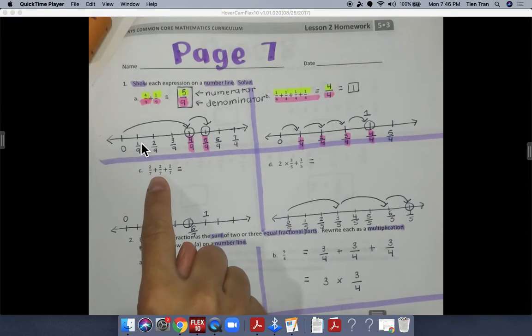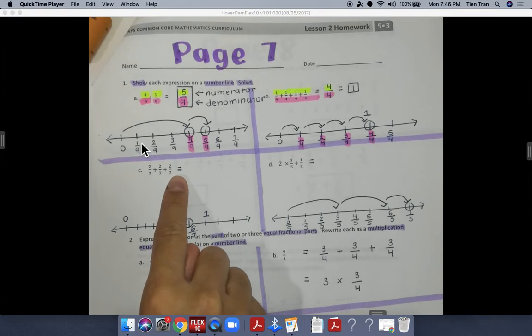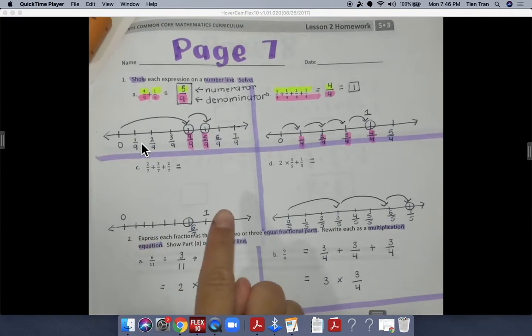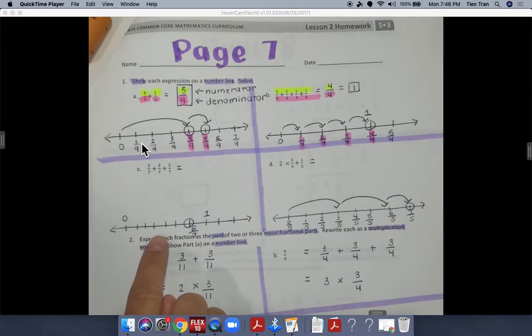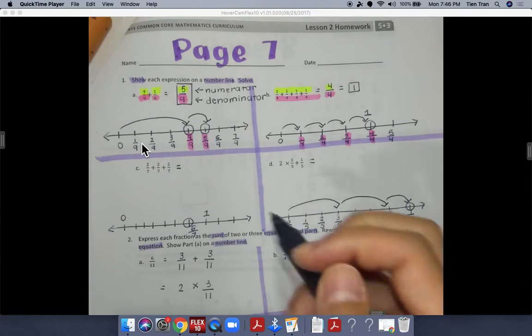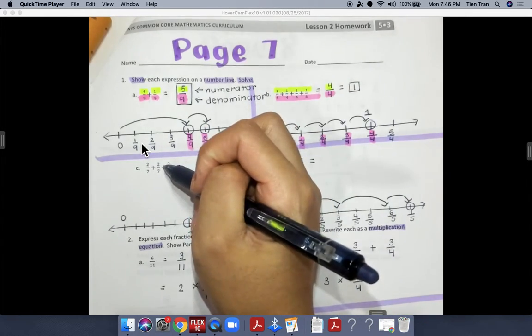right here 2 sevenths plus 2 sevenths plus 2 sevenths. There are 3 groups of 2 sevenths. So on the number line, I marked 0 and 1, and these are all divided into sevenths. I didn't have enough room to write it down, but they're divided into sevenths. Okay, so I have 2 sevenths.